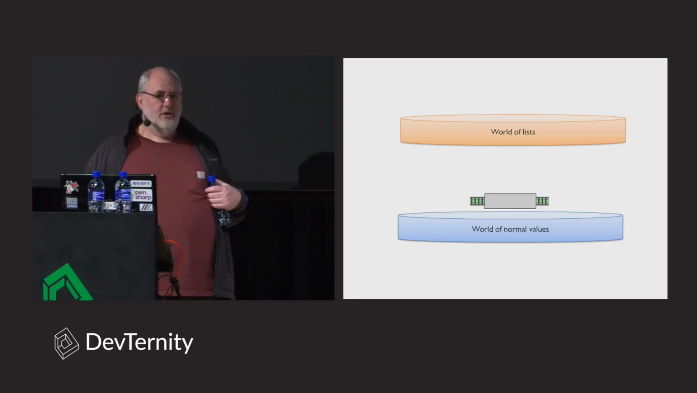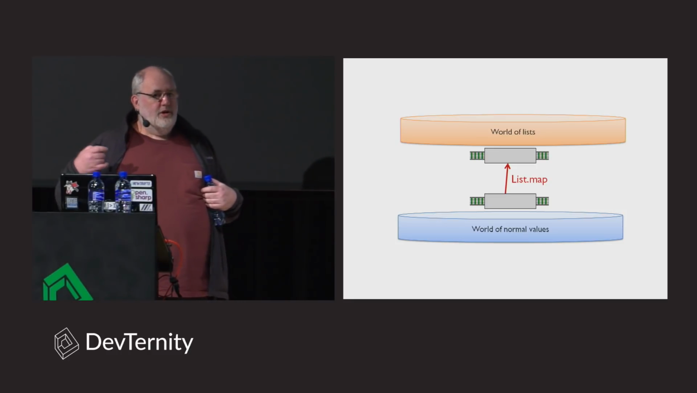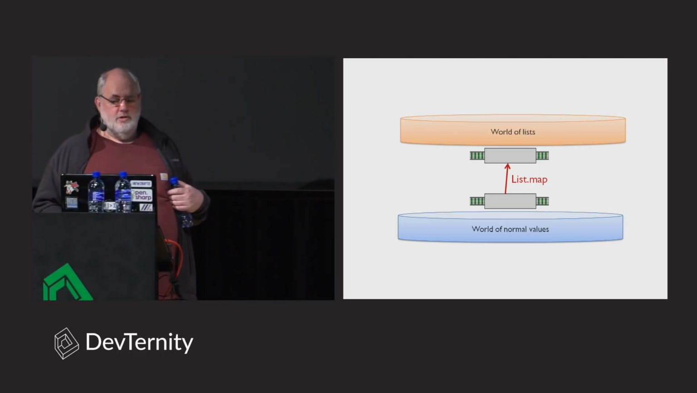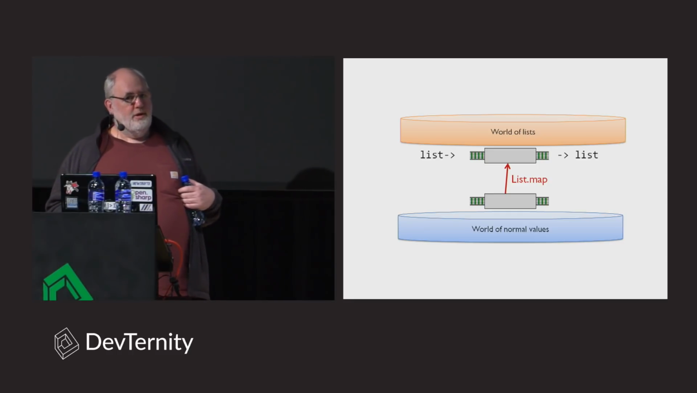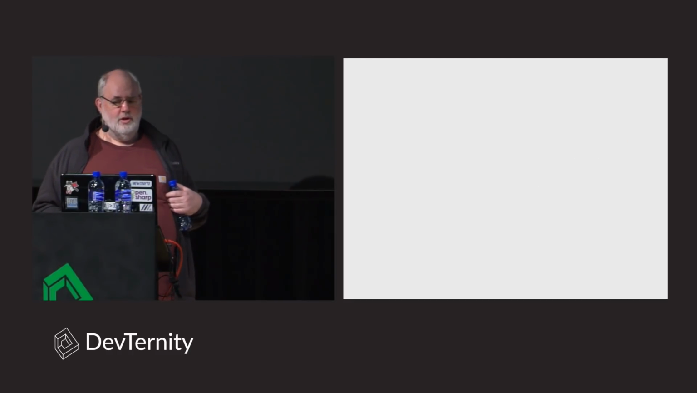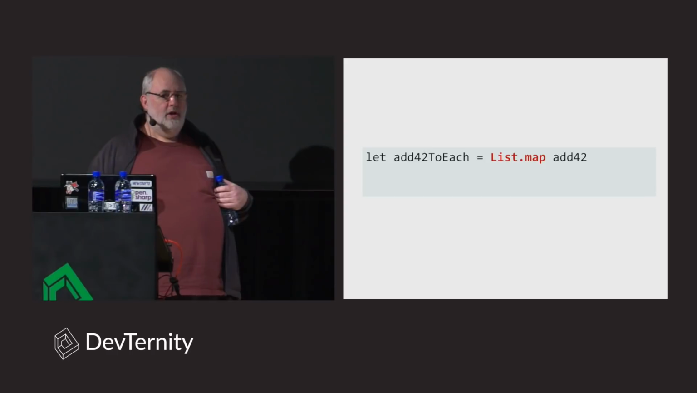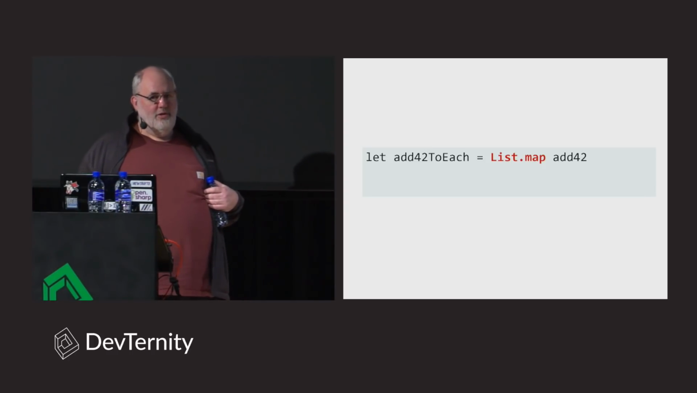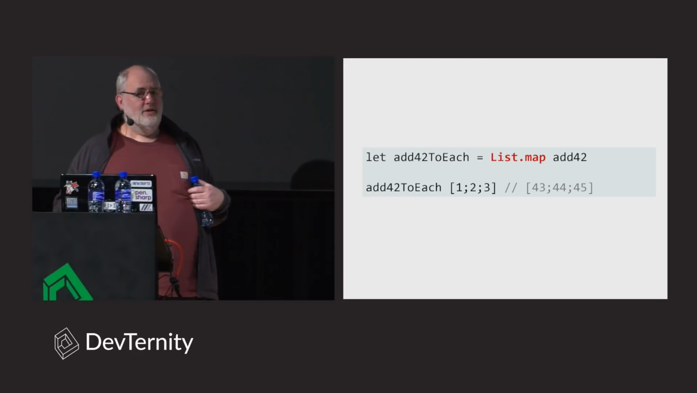Same thing for lists. Let's say you have a function which works with normal things, and you want to transform it into a function that works with lists. Okay, so instead of having normal things, you have lists as input and lists as output. That would be list.map. And here's an example of that. We take our add42 and we use list.map, and now we have a new function which adds 42 to each element in the list. Okay, so if you pass it a list of numbers, we get a list of numbers back.